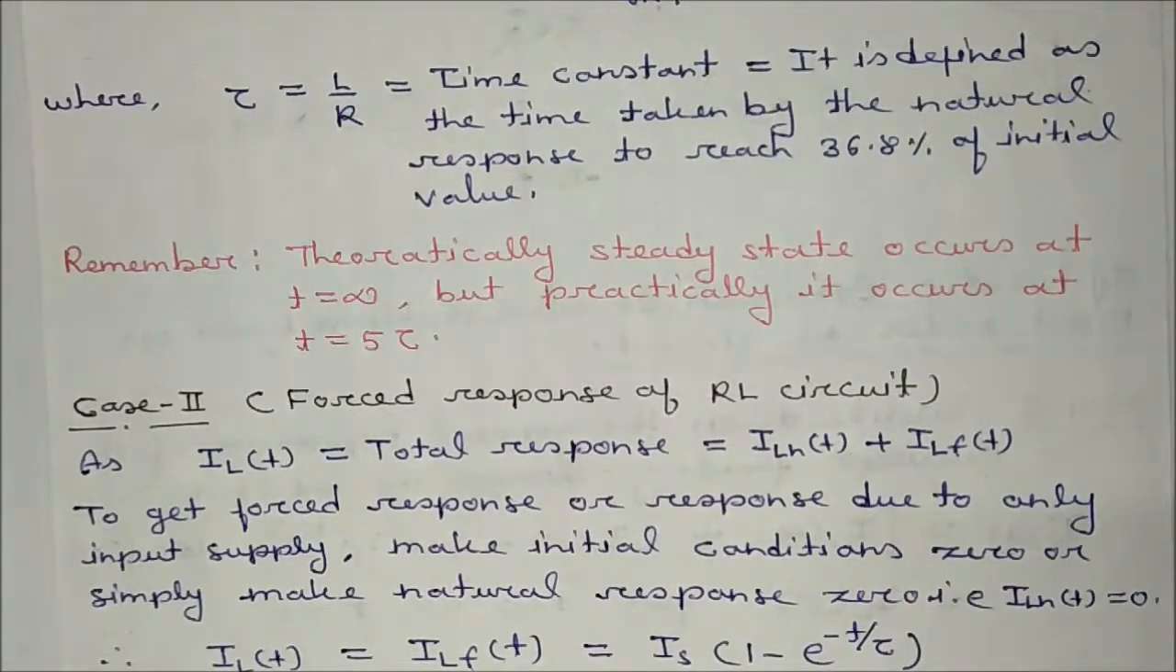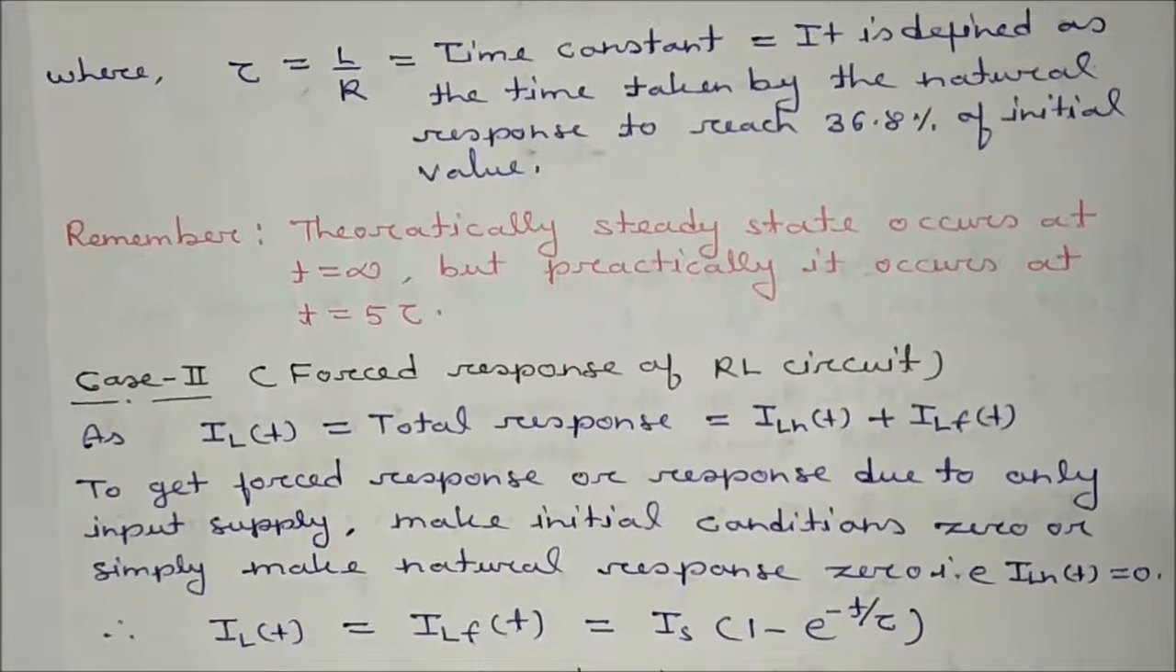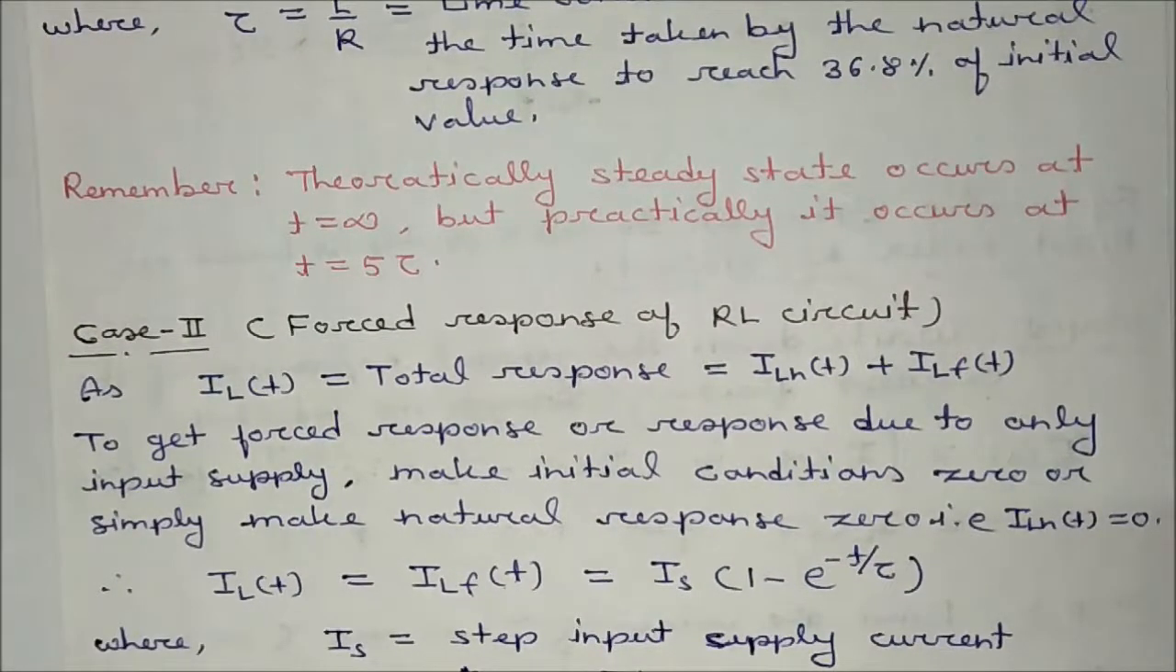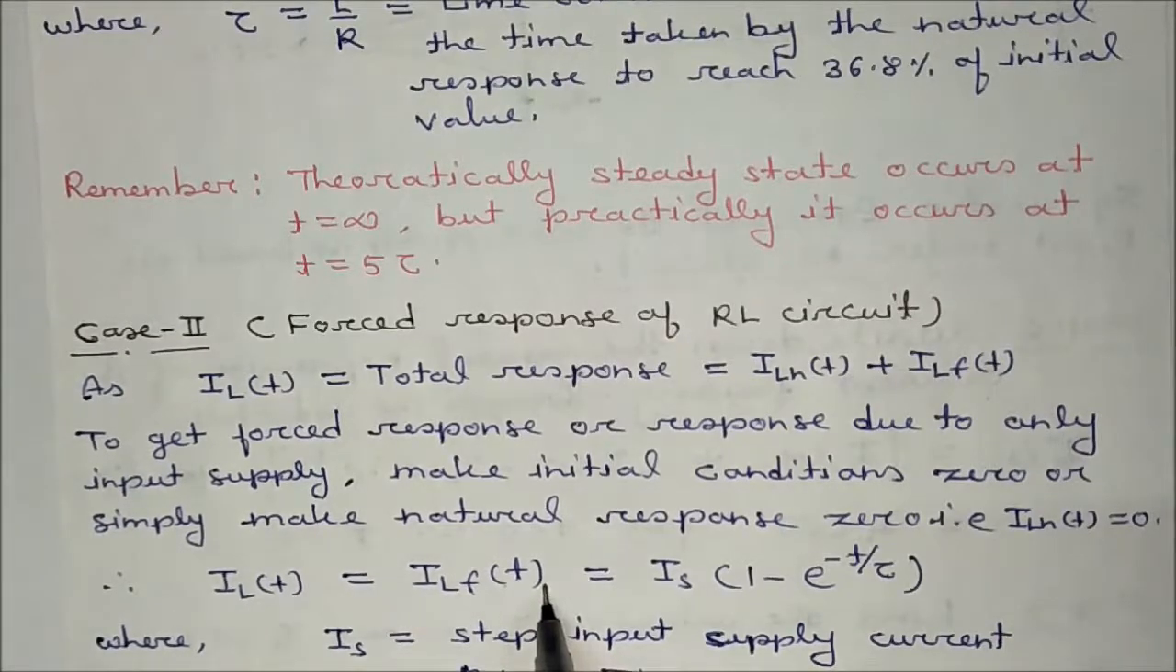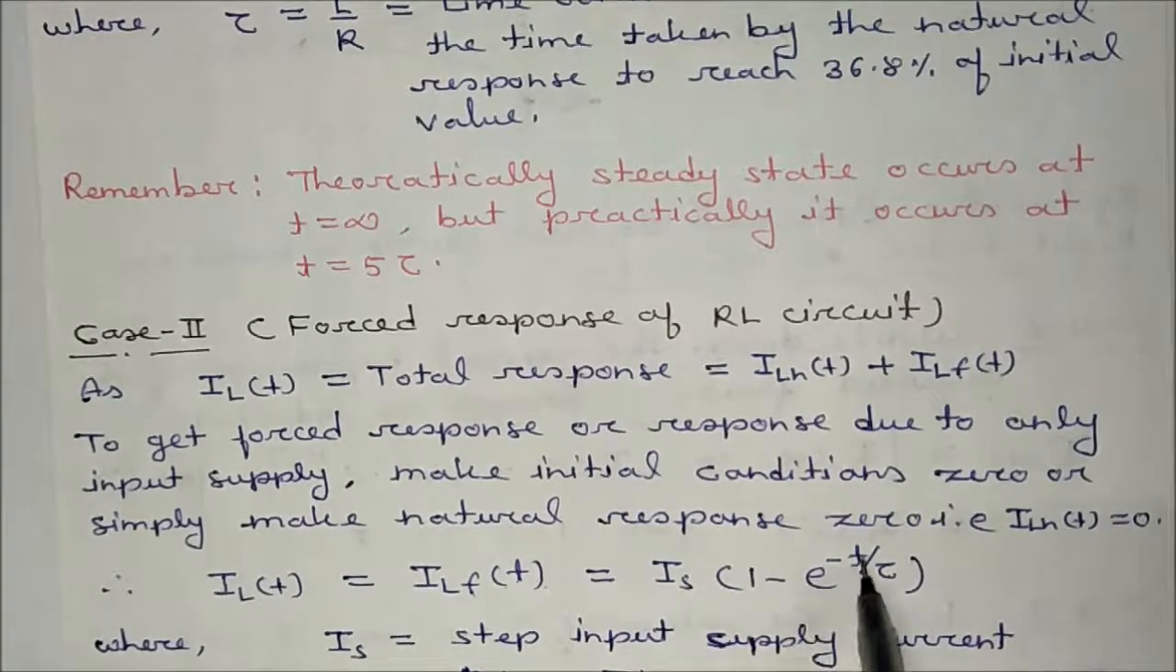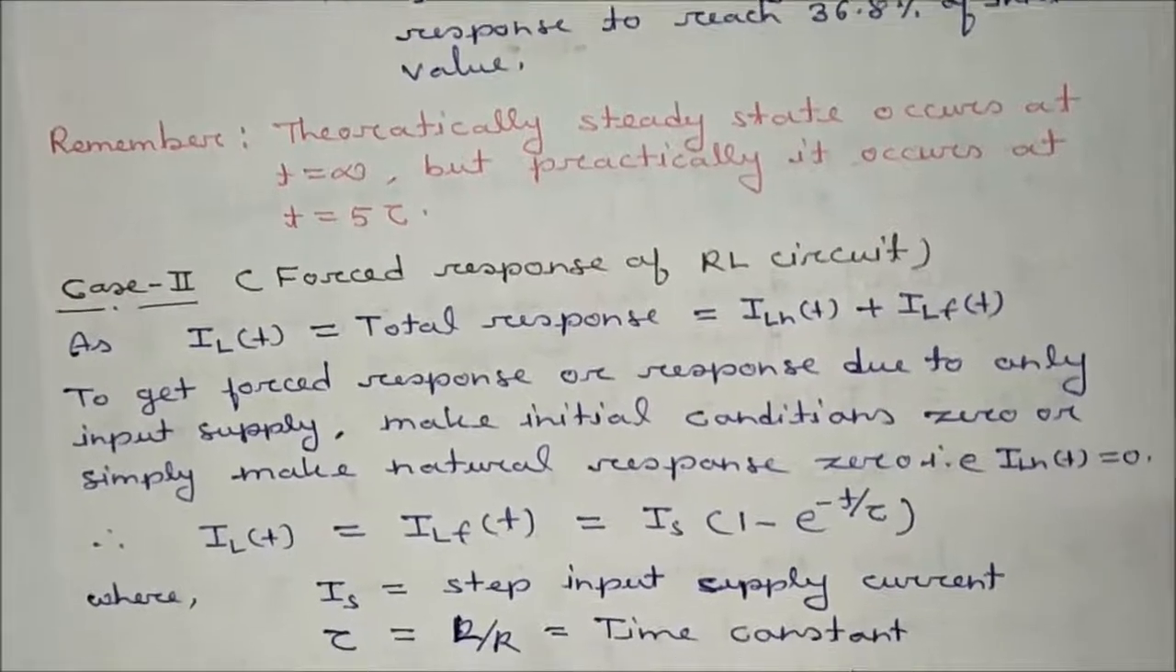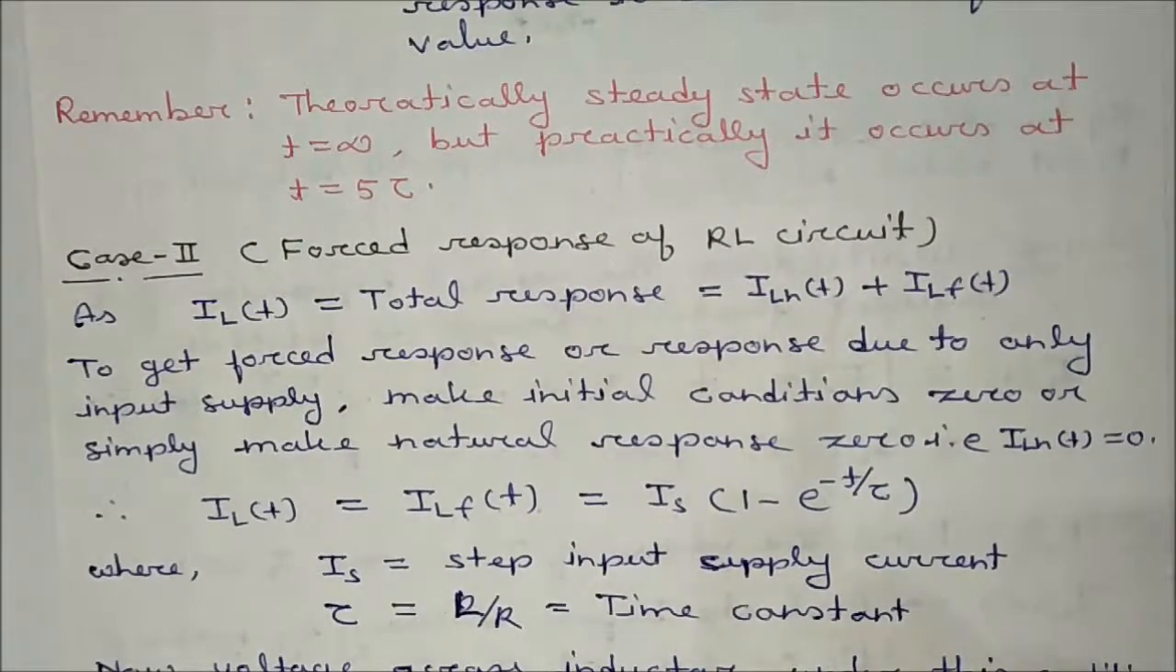In the same manner, case 2 is what? If I am interested only in finding the forced response of the RL circuit, that means the natural response must be 0, and natural response 0 means the initial conditions must be 0. So to get the forced response, all the initial conditions must be 0. So in the final expressions, make the initial conditions 0. What will I get? I will get only the forced response, and the forced response will be Is times (1 minus e to the power minus t by tau), where Is is the step input supply current, and tau is L by R, known as the time constant.